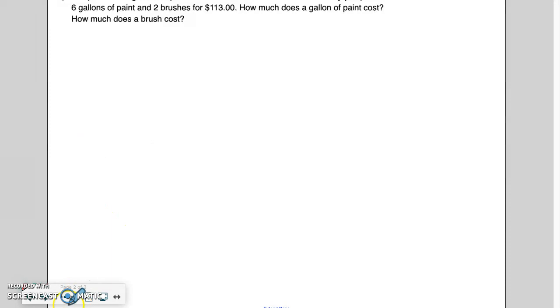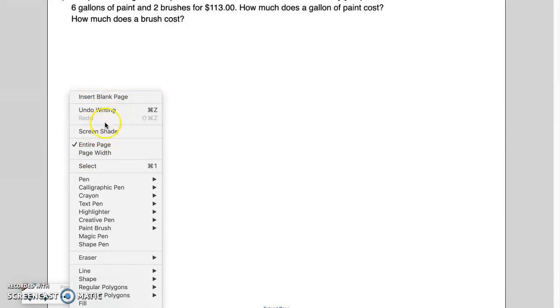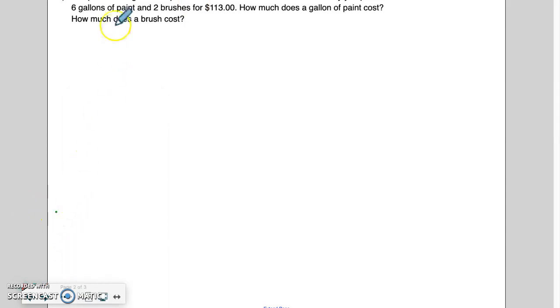All right, so let me see if I can go ahead and move this down a little bit. It's just going to have to be good, folks, because you can read it on your paper. 8 gallons of paint, 3 brushes for $152.50. The next day you purchase 6 gallons of paint and 2 brushes. How much does a gallon of paint cost? And how much does a brush cost?